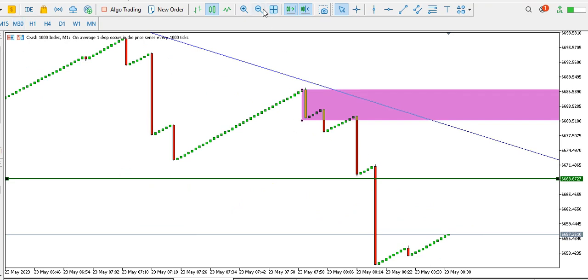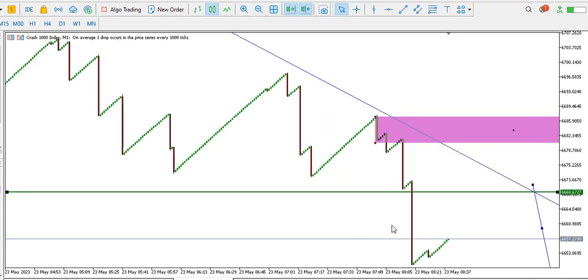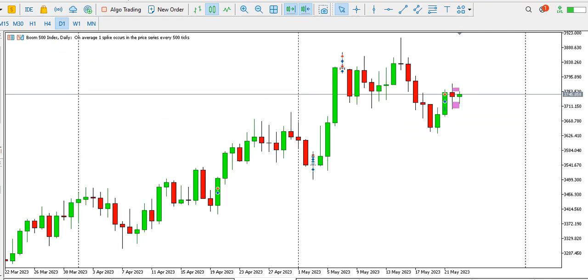For the 1 minute time frame, the trend is obviously bearish. Price continues to establish lower low, lower high, lower low, lower high, lower low, lower high. So look for selling opportunities. So that's that for Crash 1000 index. Let's go to Boom 500 index.